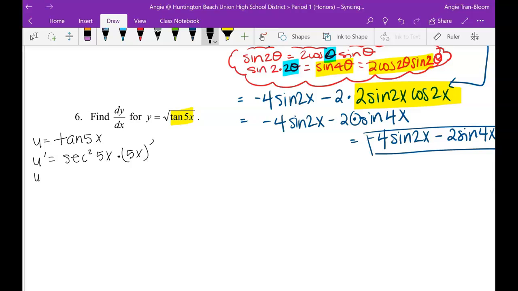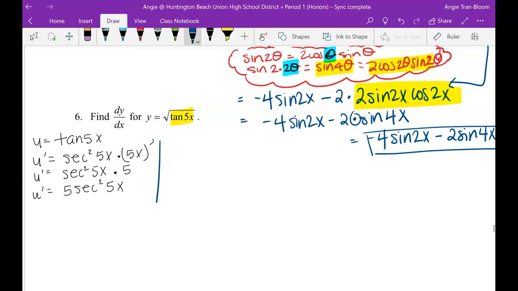Now, slowly copy this down: secant square of 5x. I don't need to do anything with that, but the derivative of 5x is just 5. I'm going to write that in the front so I'm not confused. If I wrote it with 5x times 5, that's 25x, which would be completely different from secant square of 5x. So the derivative of tangent 5x is 5 times secant square of 5x. So that's my inner component.